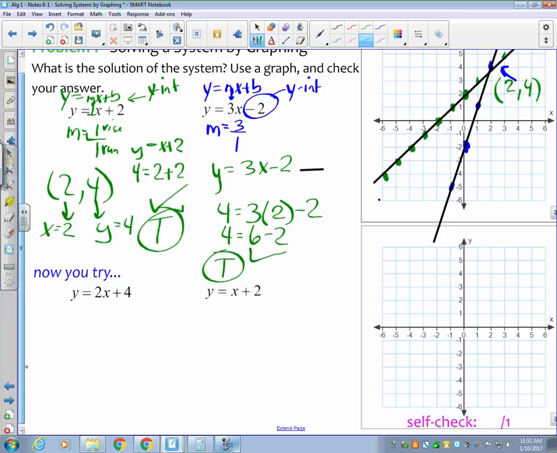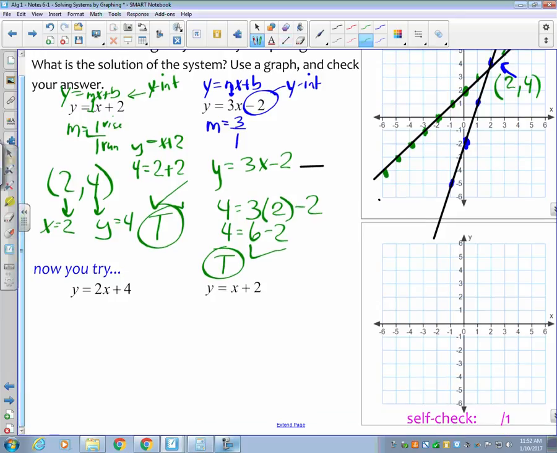Okay, you guys, give it the old Algebra 1 try. Do the same thing with these 2 on our graph here, and see if you can find where they cross and check if they're true.